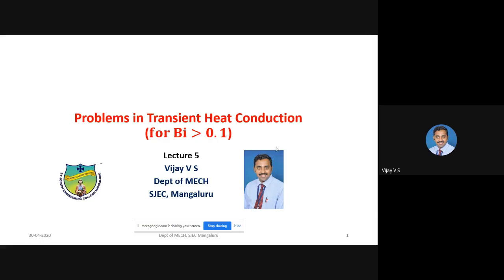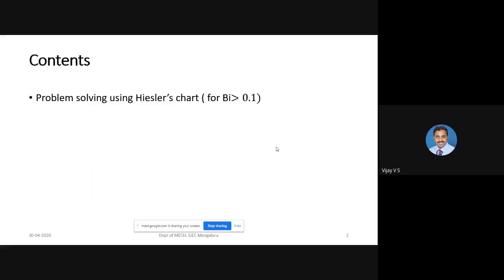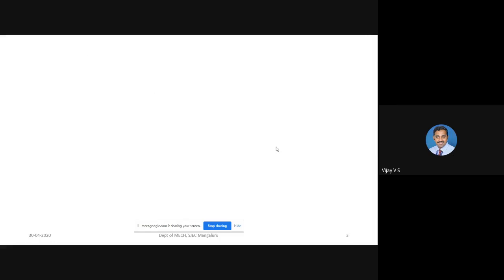Since it is not a lumped heat analysis, temperature varies both with respect to position and time. Therefore, the Biot number will be greater than 0.1, and we have to go for the graphical method here. The analytical method is not possible. So these are the contents. Only problem solving will be there today, using Heisler chart for Biot number greater than 0.1. We are going to solve 4 problems today.